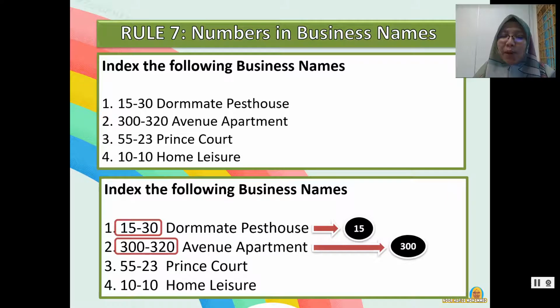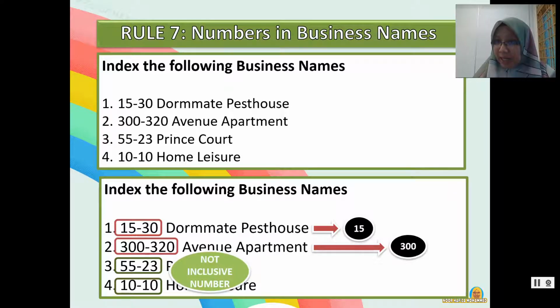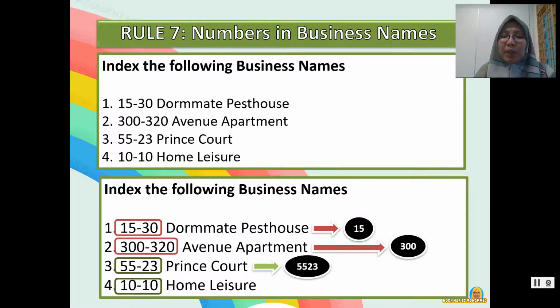And the next one, 55 to 23 and 10, 10, these are not inclusive numbers. So if it is not an inclusive number, we need to choose all the numbers there. So it will be 55 to 3 for question number 3, and for question number 4, it will be 10, 10. Okay, so these are examples of how to identify whether it is an inclusive number or not, and which number you should use for the indexing.